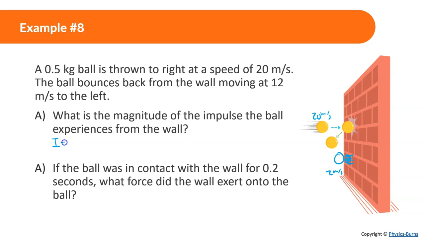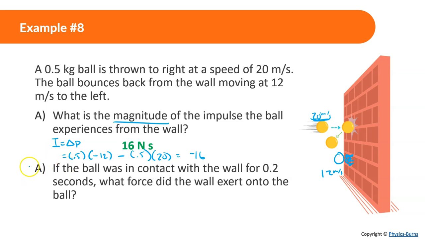Remember, impulse is also equal to change in momentum. So the mass is 0.5. The final velocity is after it hits the wall, so that's 12 meters per second, but it's going to the left, so we should remember that's negative 12. And it's minus the initial momentum, which is 0.5, and right before it hits the wall, it's going to the right, 20 meters per second. So this will be 0.5 times negative 12 minus 0.5 times 20, and we get negative 16. But it asks for the magnitude, so that should be positive 16 newton seconds.